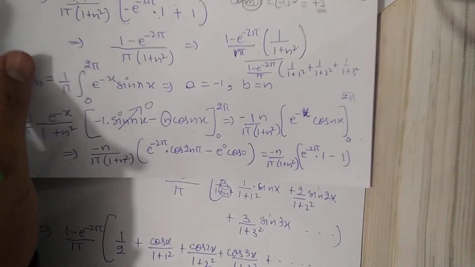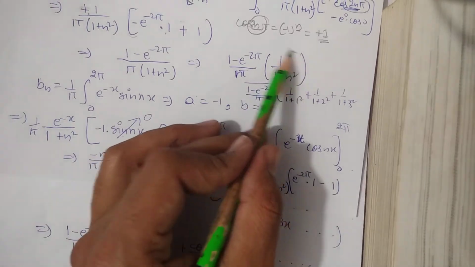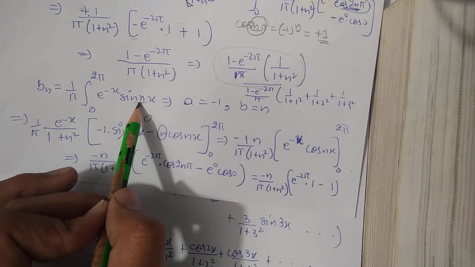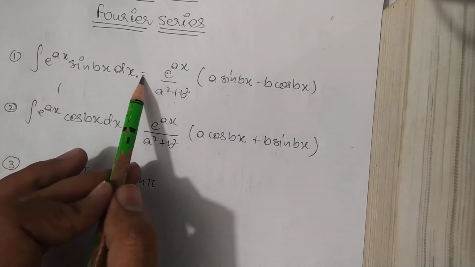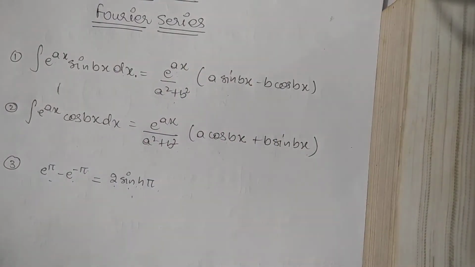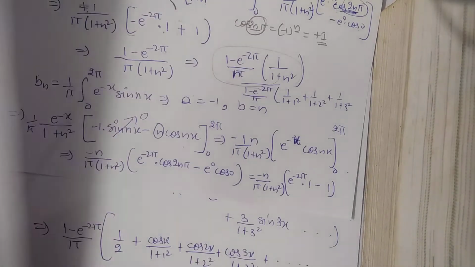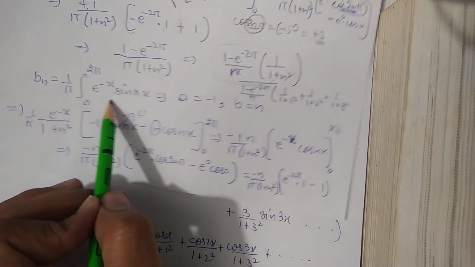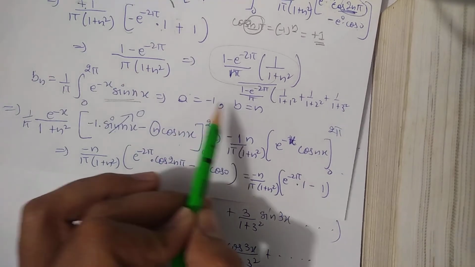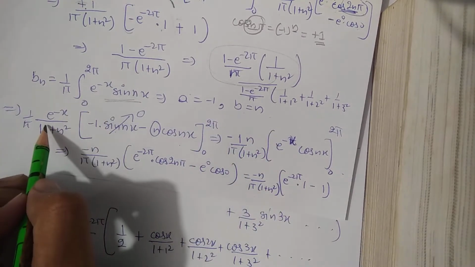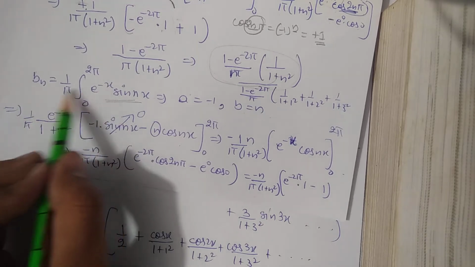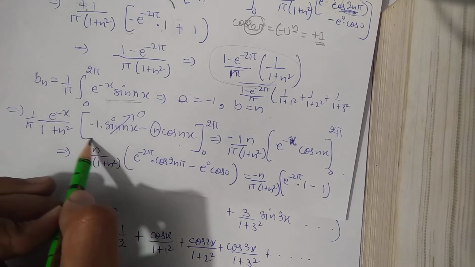Similarly we can get the value of bn also. For bn we have to integrate the function with sin nx, and by putting the same formula, e power ax sin bx dx is equal to this term, we will get the value. By comparing this term with the formula, a will be minus 1 and b will be equal to n. So e power minus x divided by a square plus b square, that is 1 plus n square, and 1 by pi I will take outside, then bracket start.